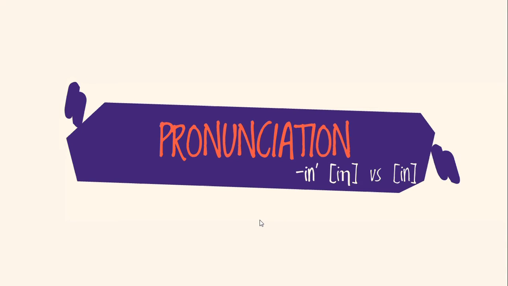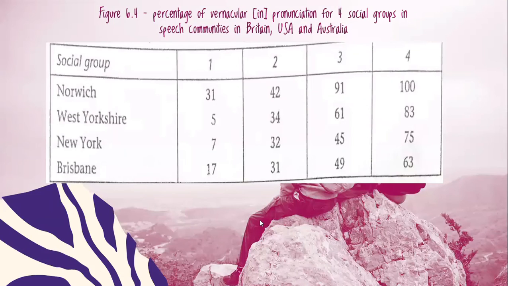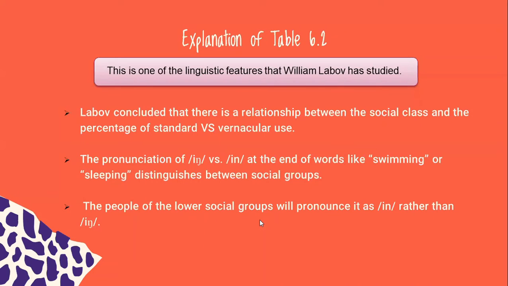Now we look at the pronunciation of in versus ing. This is figure 6.4: percentage of vernacular in pronunciation for 4 social groups in speech communities in Britain, USA, and Australia. 1 refers to upper class, and 4 refers to working class. These are the social groups in Norwich, West Yorkshire, New York, and Brisbane. This is one of the linguistic features that William Labov has studied.